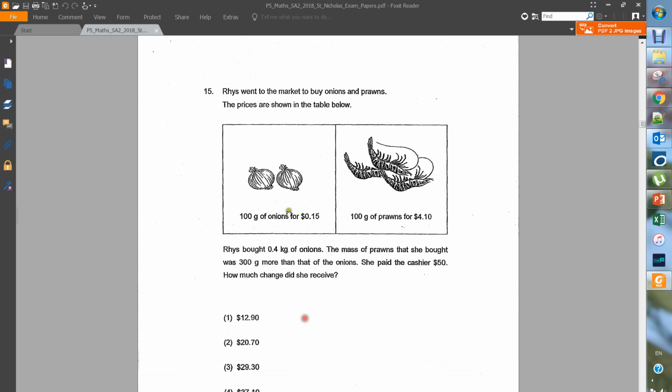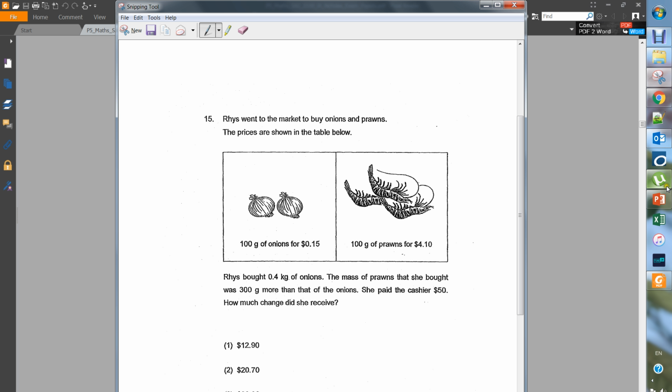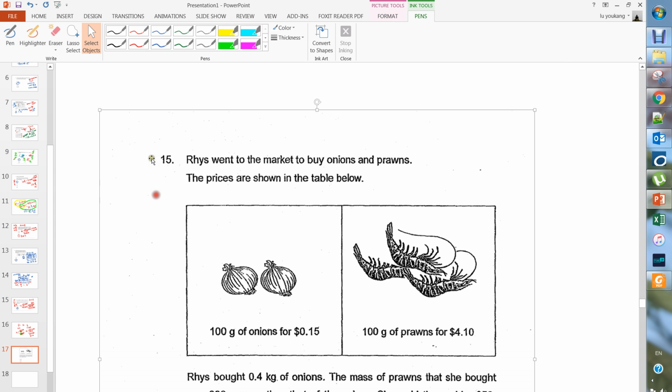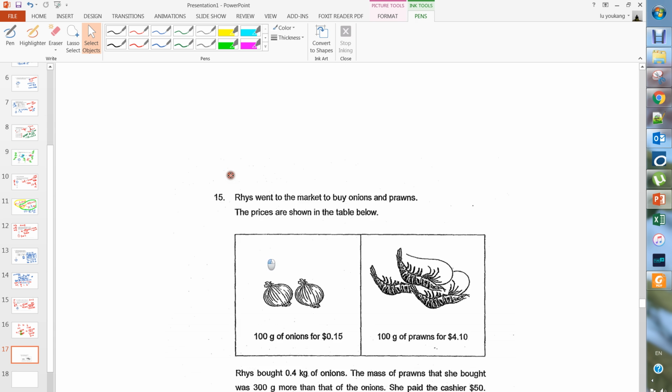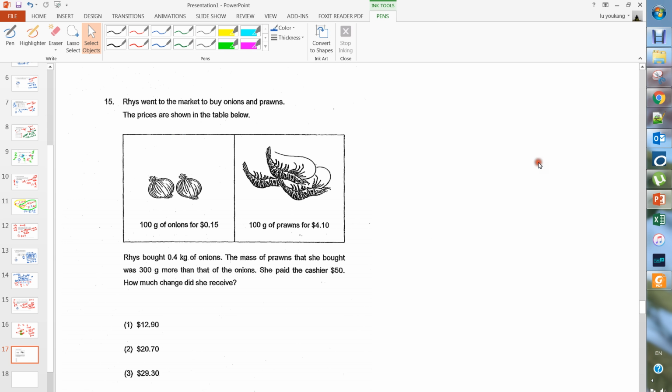This one is simple. So this is went to the market, buy order. Okay, this is very easy. This one I encourage you to use the each number total, if possible. Okay, good. So here it says the each is 15 cents per 100 gram. So each number total.